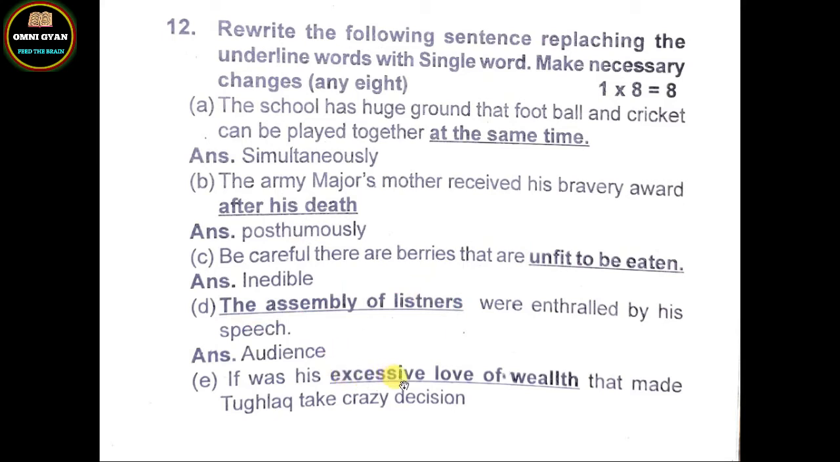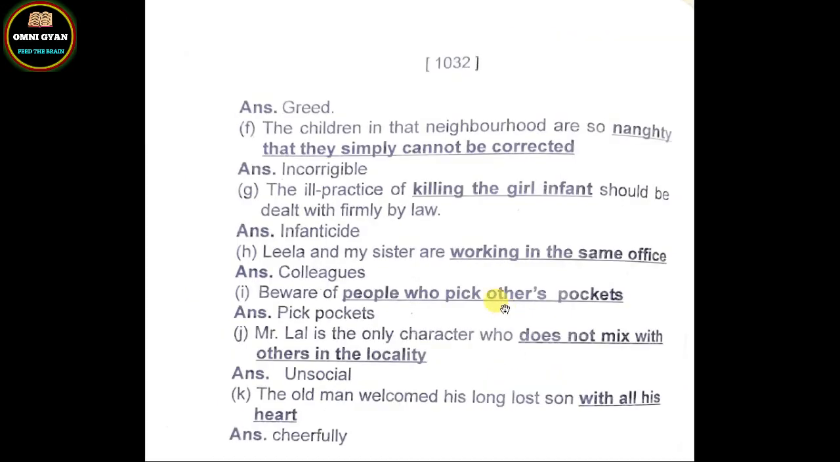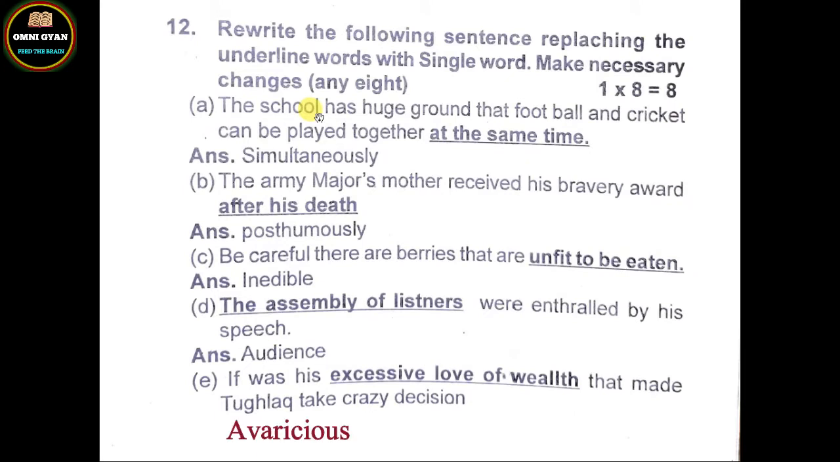It was his excessive love of wealth that made Tughlaq take crazy decisions. The answer is in the next page actually. Remember, excessive love of wealth. So it was his. Greed is actually incorrect. Greed is not the correct word. It will be avaricious. Avaricious. I'll give you the spelling. Here it will be avaricious. Excessive love of wealth is avaricious.